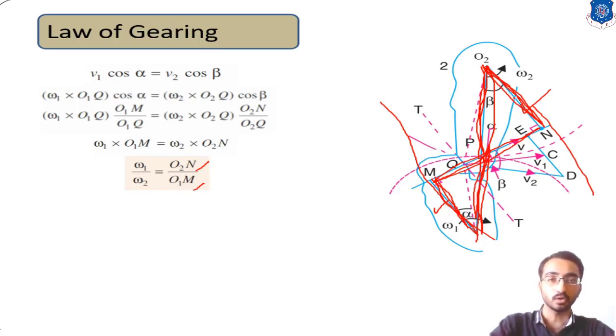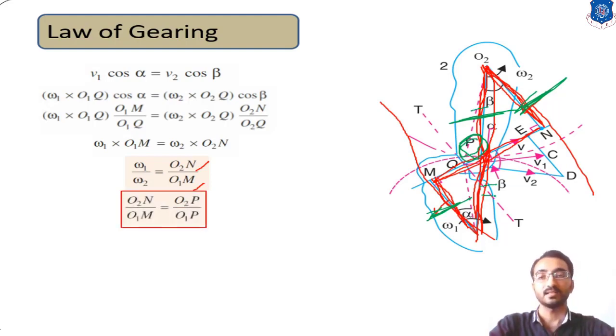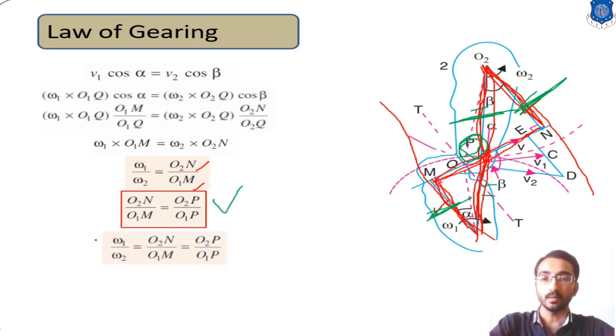So we can say O2N upon O1M is equal to this intermediate line. We can derive this equation in such a way that O2N upon O1M is equal to O2P upon O1P, because P is their common contact point. This is the basic concept that can be derived with geometrical equations. So overall, omega 1 upon omega 2 is equal to O2N upon O1M, or equal to O2P upon O1P.